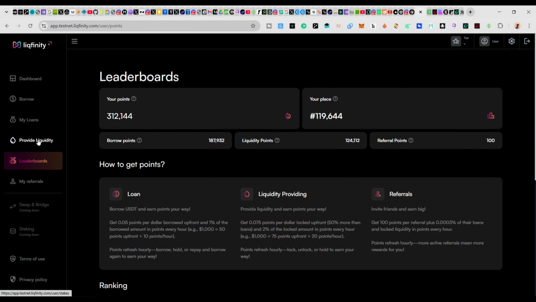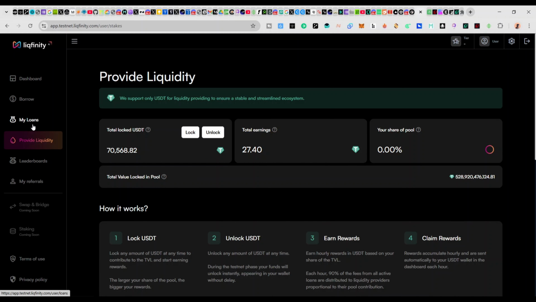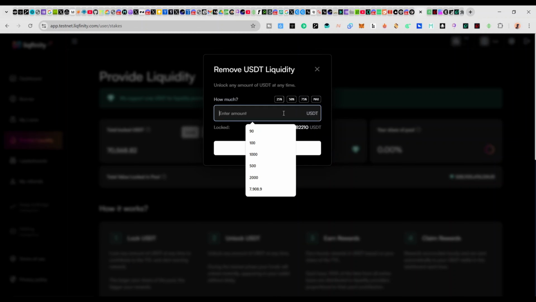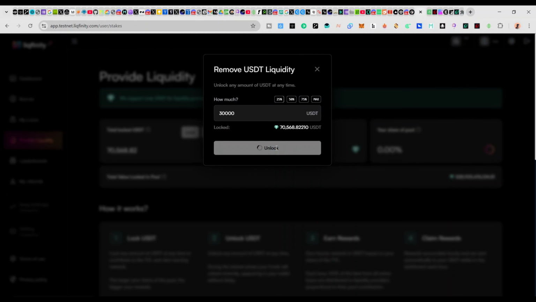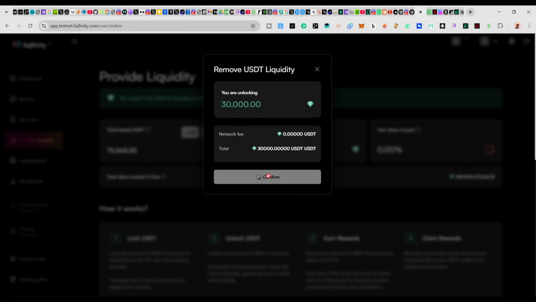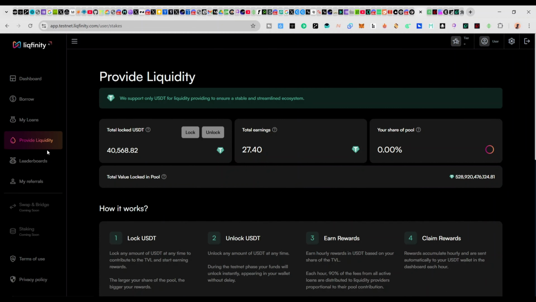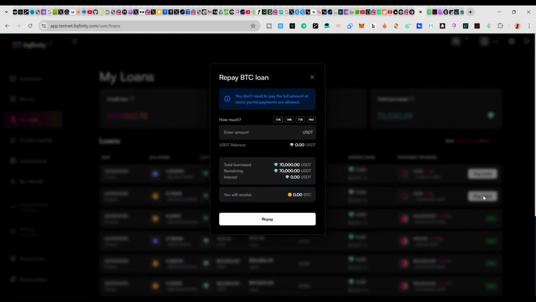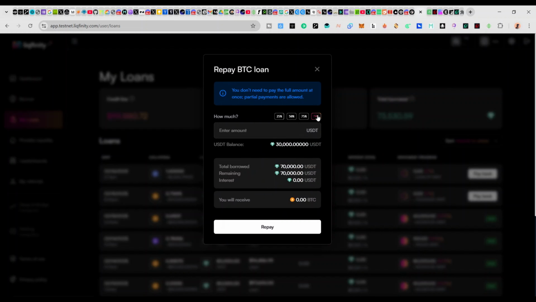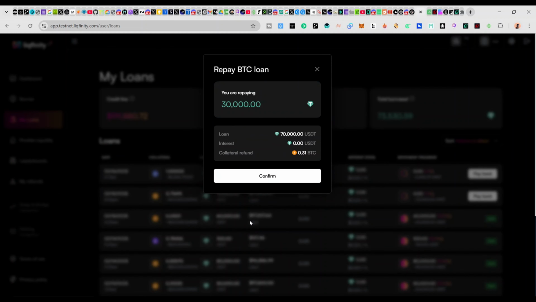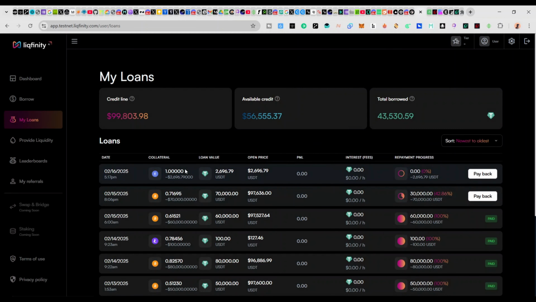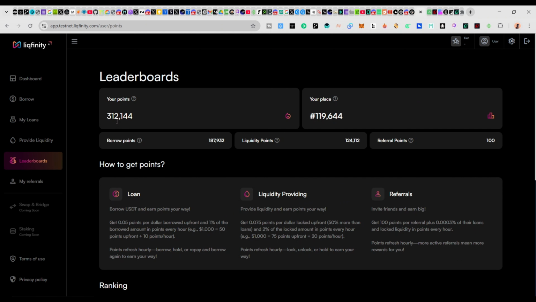So I can go back and probably unlock maybe $30,000. So just do $30,000 and repay the previous loan that I had. So the previous loan that I took out, I'm going to go back to my loans, and for Bitcoin, I'm going to make the payment. Now I'll just do max and repay. That is done. So let me check the leaderboard and see from 312.